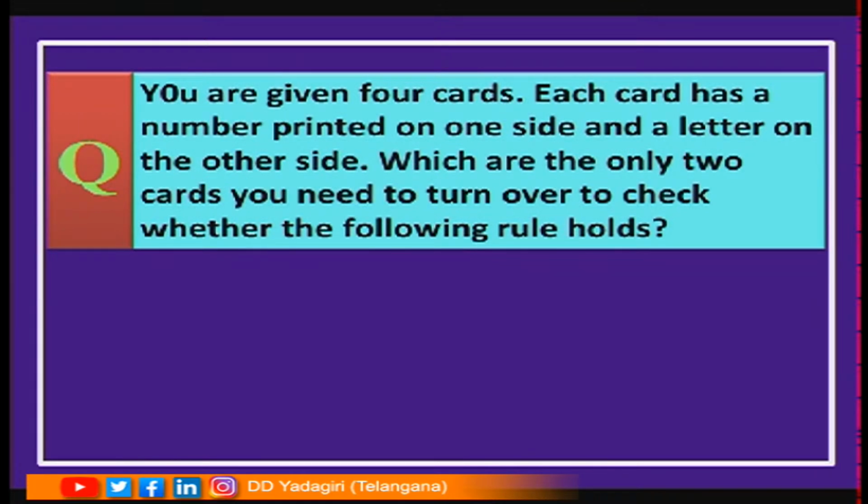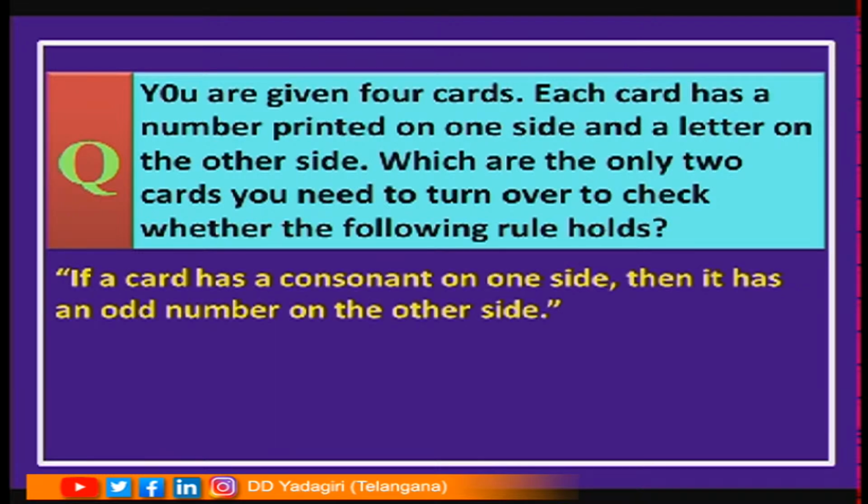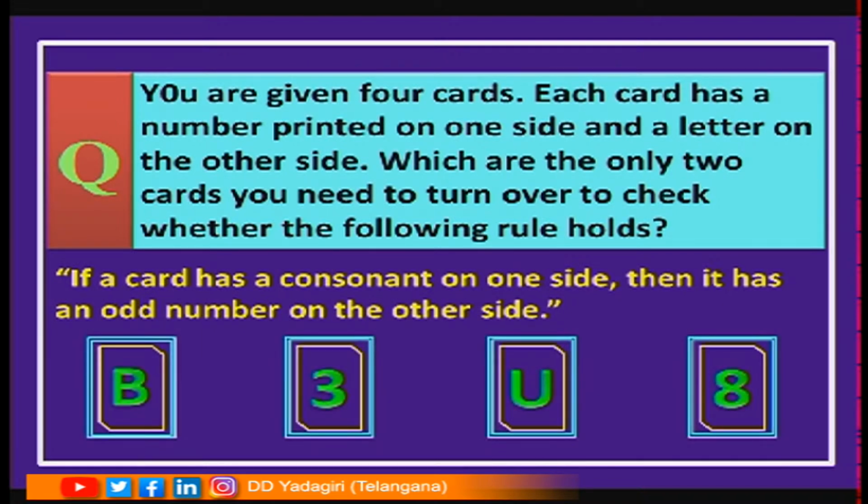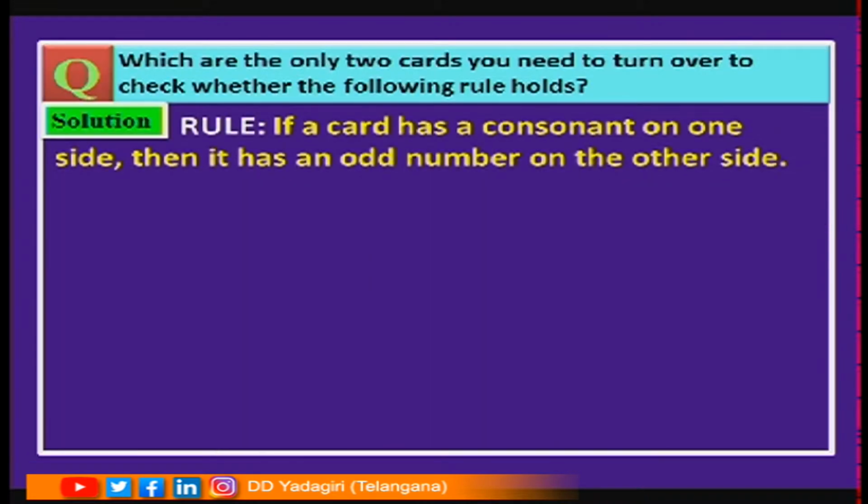So, again here you are given 4 cards, each card has a number printed on one side and a letter on the other side. Now, which are the only 2 cards you need to turn over to check whether the following rule holds or not. If a card has a consonant on one side, then it has an odd number on the other side, and these are the 4 cards given to us. Let us start with the solution.